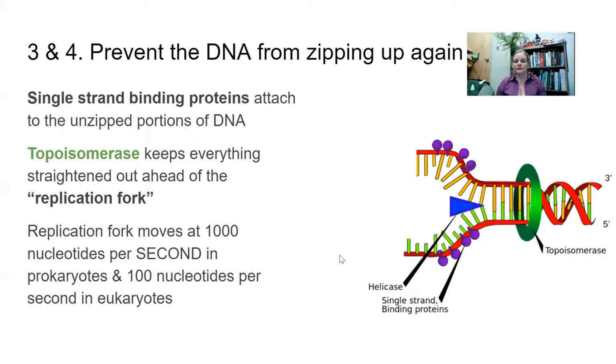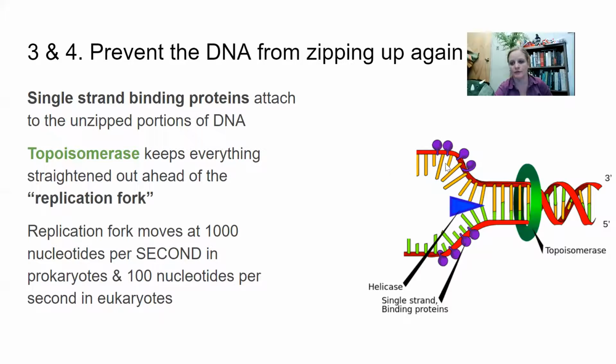And then steps 3 and 4. Those hydrogen bonds want to form again, right? To prevent that, we have some proteins that bind to the sugar phosphate backbone and keep them from closing back up. They just prevent it from snapping back in on itself. And then this dude again, topoisomerase, is also keeping everything straightened out ahead of this replication fork.